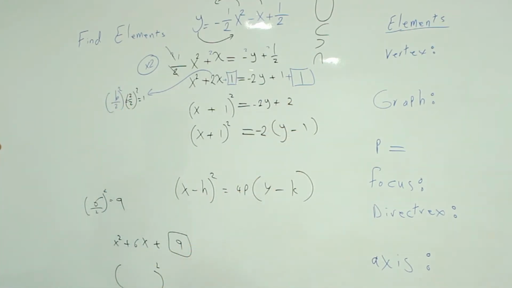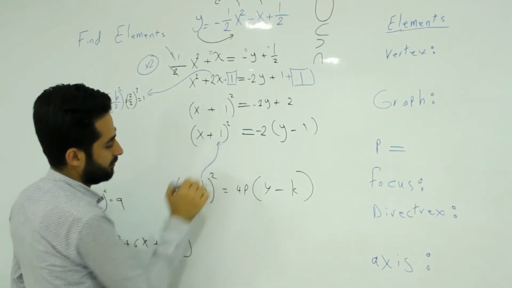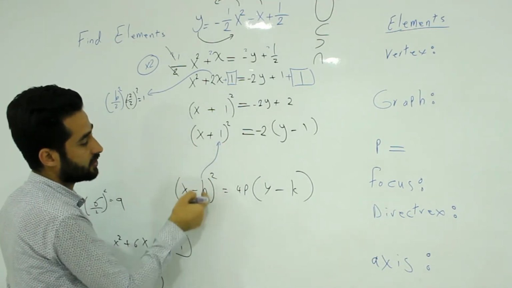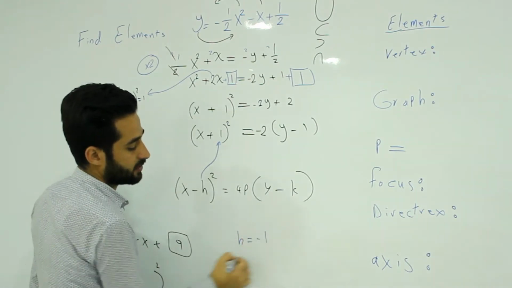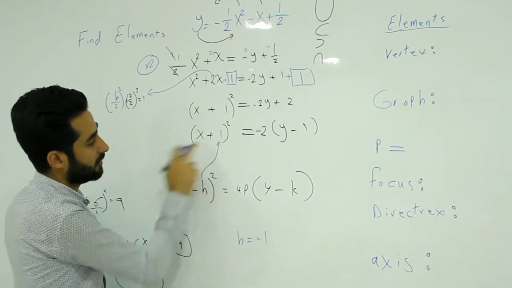So now guys, we can say h is minus h is this, okay? So we can say h is equal to what? Minus 1. h is equal to minus 1. Why? Because if we put minus 1 here, minus 1, it becomes plus 1.